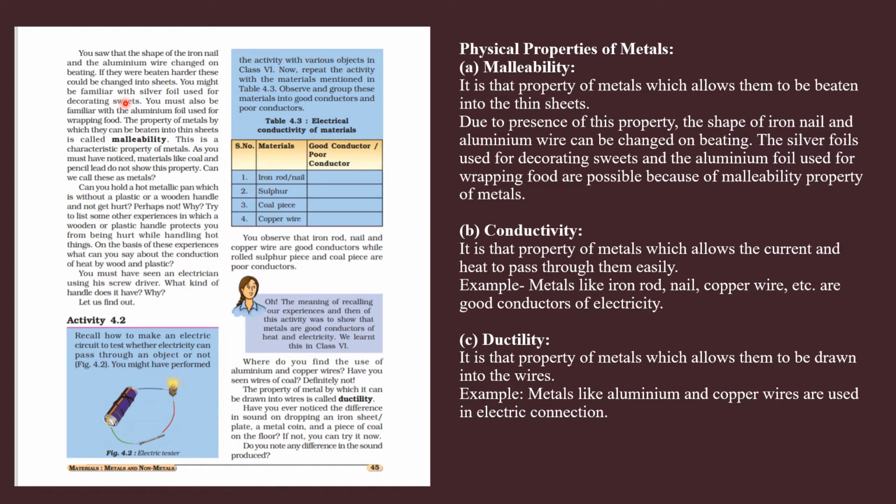If they are beaten harder, we can easily transform them into sheets. You have seen the aluminium foil which we use for keeping our lunch tiffins, and the silver foil used for decorating sweets. What is the definition of this property? The property of metal by which we can beat it easily into thin sheets is known as malleability. This is a characteristic property of a metal. A metal is malleable.